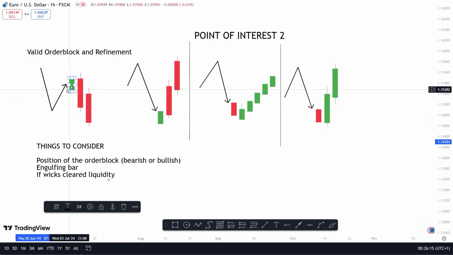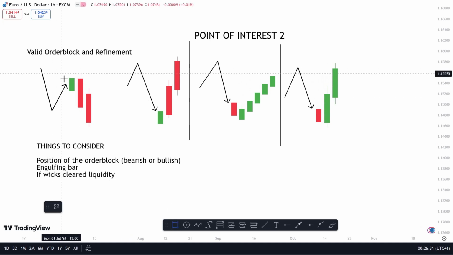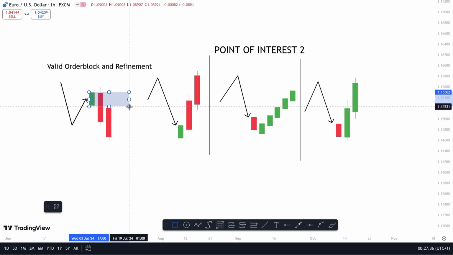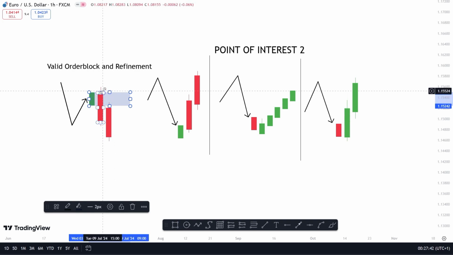You check after the order block, what is the candle after it? Is it an engulfing bar? I clearly see this bar covering it, an engulfing bar, and then check if the wicks of the order block clear liquidity. This order block here doesn't have wicks to clear liquidity, so we're going to be drawing the order block from this particular candle. You're not going to draw it from here. If you draw it from here, you might have some issues in the market because of the liquidity that is not cleared from here. The liquidity clearing candle is this particular candle over here.